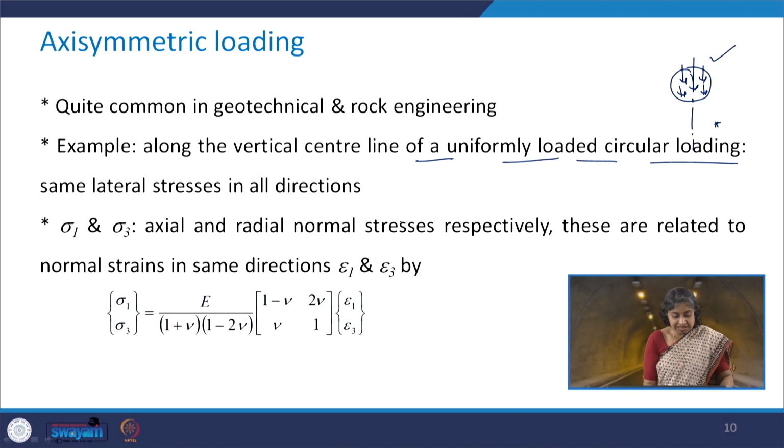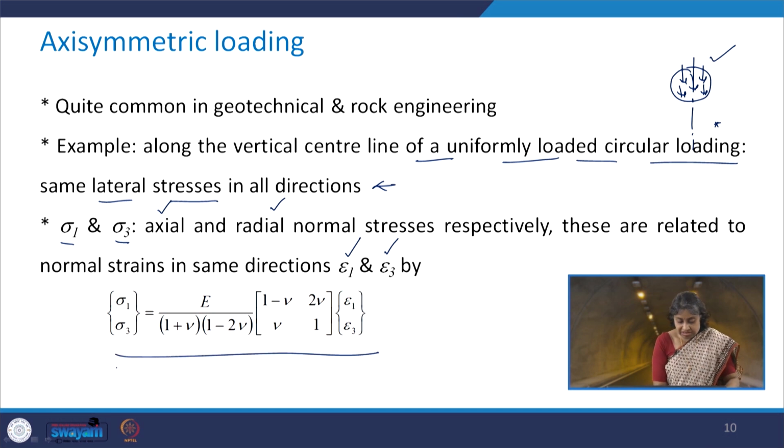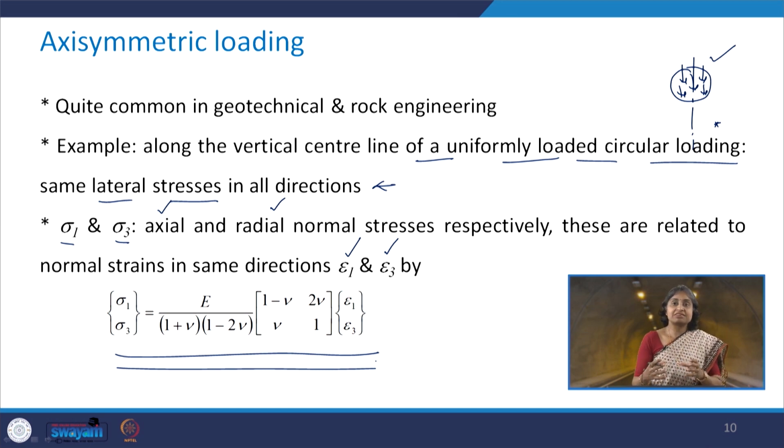In these cases you will have the same lateral stresses in all directions, and sigma 1 and sigma 3 are called the axial and the radial normal stresses respectively. These are related to normal strains in the same directions, that is epsilon 1 and epsilon 3 respectively, using this equation. Basically, here we have r comma theta as the coordinate system rather than x comma y.